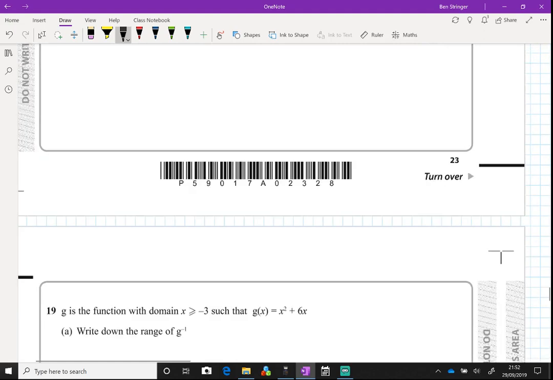G is the function with domain x squared and 3. Oh, this is quite a tricky question. So the domain, if I put x is -3 into here, that will give me the range of values, what the function can take on. It's asking me to write down the range of the inverse function. So that's a bit of a trick question because that's just the domain of the original function. That can be quite tricky.